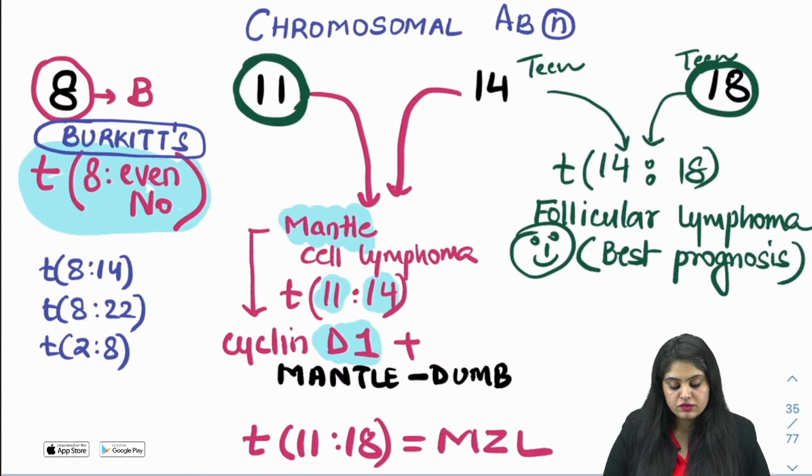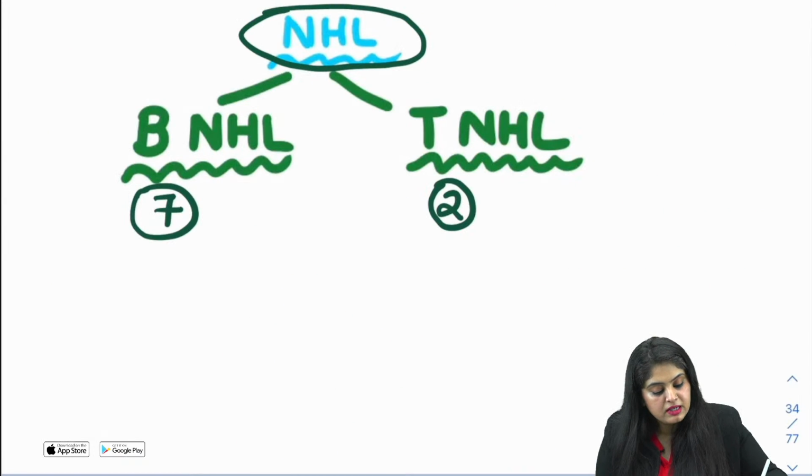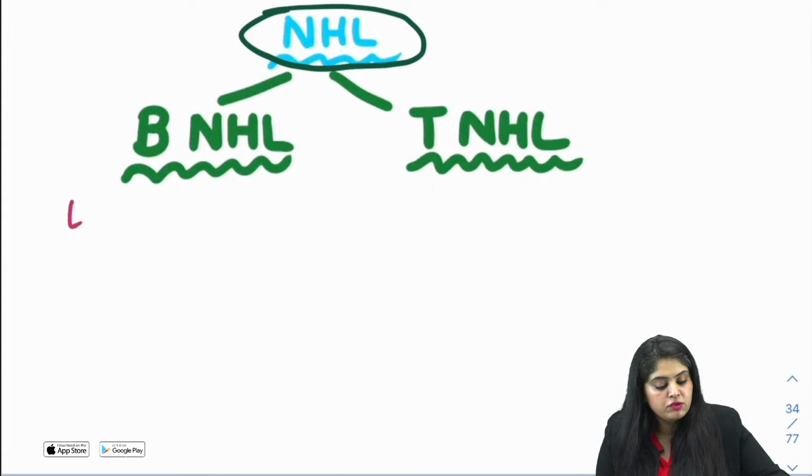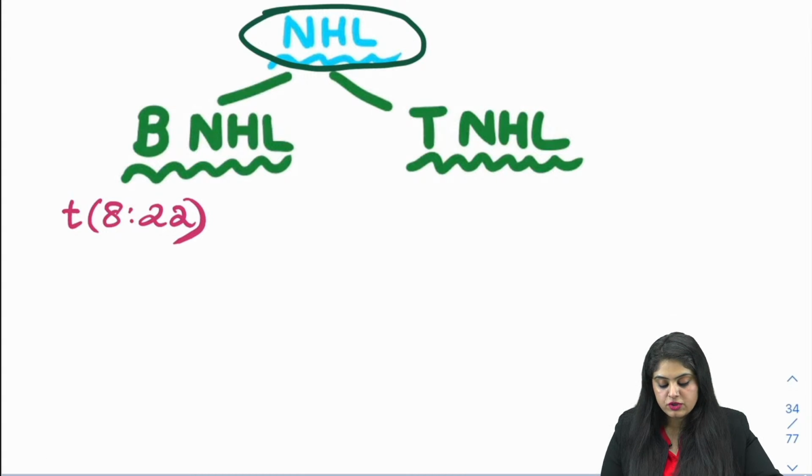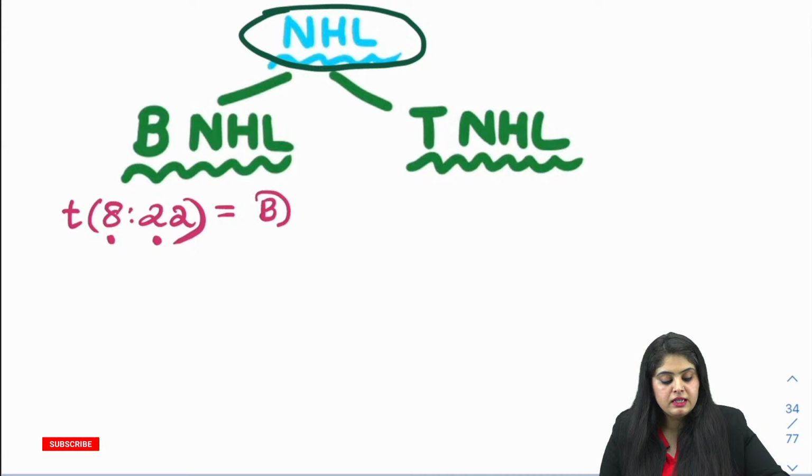All your translocations are done. So you can now quickly tell me, if I randomly ask you, where would you see translocation 8 and 22? What do you want to answer? Translocation 8 and 22? Ma'am, 8 is an even number. This means you are dealing with the B one. You are dealing with the Burkitt's lymphoma.